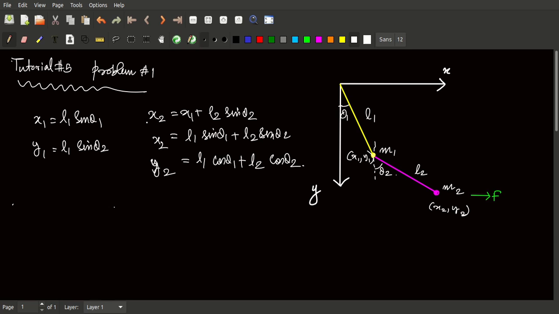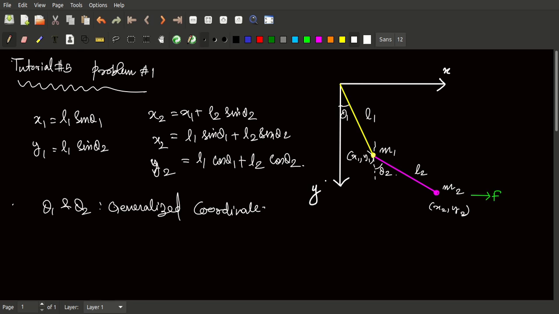So basically, even if we take the x coordinate and y coordinate, the Cartesian coordinates, and take the same coordinate system for both bobs, we have to write it in terms of both angles theta 1 and theta 2. So what are the generalized coordinates here? Generalized coordinates here are theta 1 and theta 2. Okay, these are the generalized coordinates. So now we have generalized coordinates.